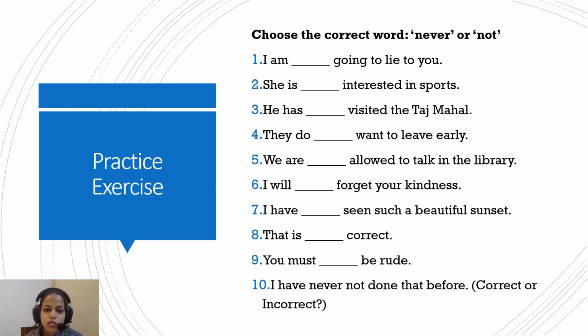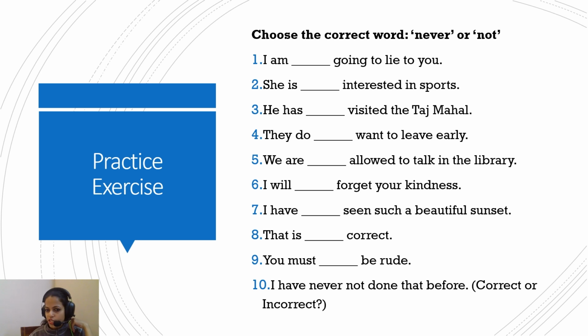Okay, let's do this quickly. "I am dash going to lie to you." I am never going to lie to you. I am not going to lie to you is also possible. But if I do not plan on lying to you ever, then I will say I am never going to lie to you. If I am just thinking of today, I am not going to lie to you today. So it depends on the context.